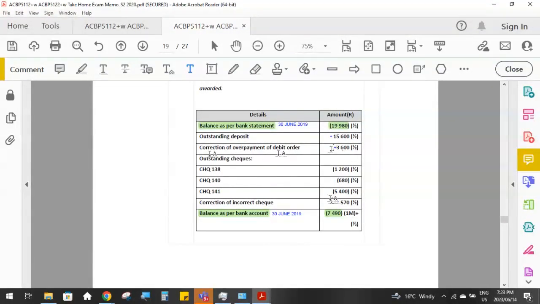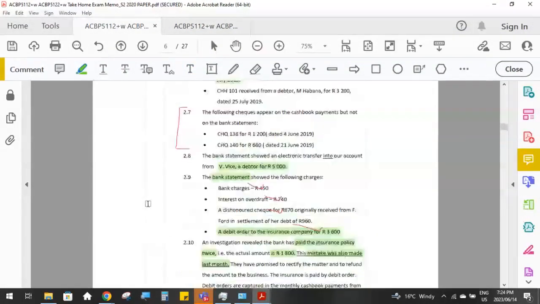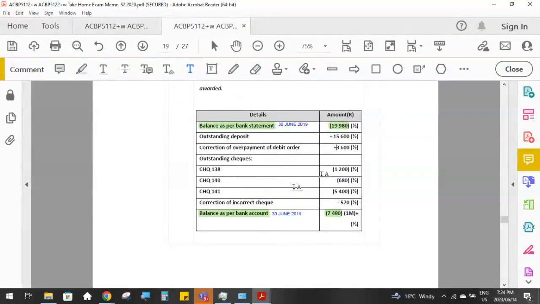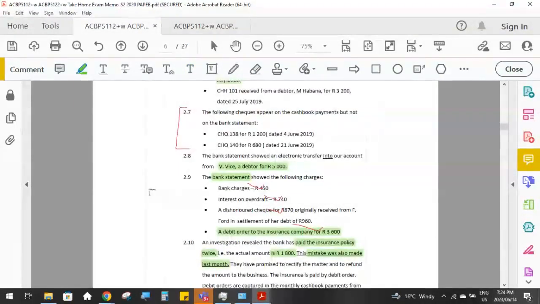So that correction of the overpayment of those 2 times 1,800, the bank must add that 3,600 back into our bank balance. And then EFTs or checks that have not yet shown on the bank statement, that's these two over here, a check or an EFT for 1,200 and one for 680. They were not yet appearing on the bank statement. And then this one here for 5,400.